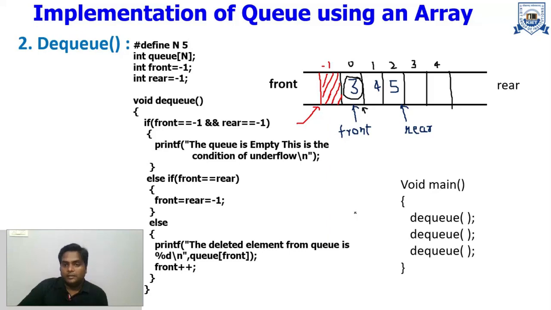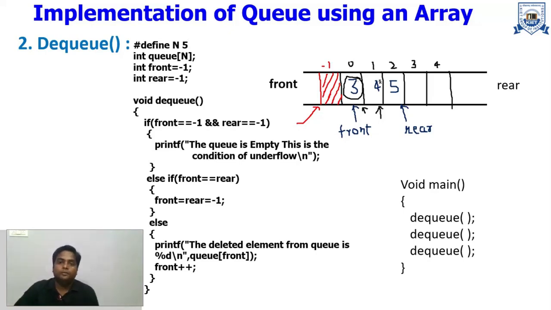Else, printf, the deleted element from the queue is queue of front. So the deleted element is 3, and we simply increase the value of front, that is front plus plus. Now front is pointing to this memory location, and the previous location is now a garbage value, because it is no longer identified. In this way we perform the DQ operation in a queue.